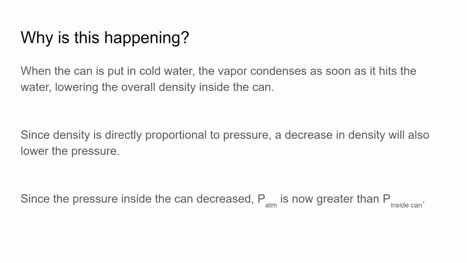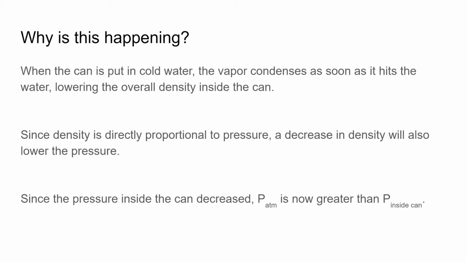When the can was flipped over and put in cold water, the water vapor near the can opening comes in contact with the cold water, causing the water vapor to condense, taking up less space in the can. This decrease in volume lowered the overall density inside the can. And given that pressure is equal to rho gh, density is directly proportional to pressure, and so when density decreases, the pressure decreases as well.